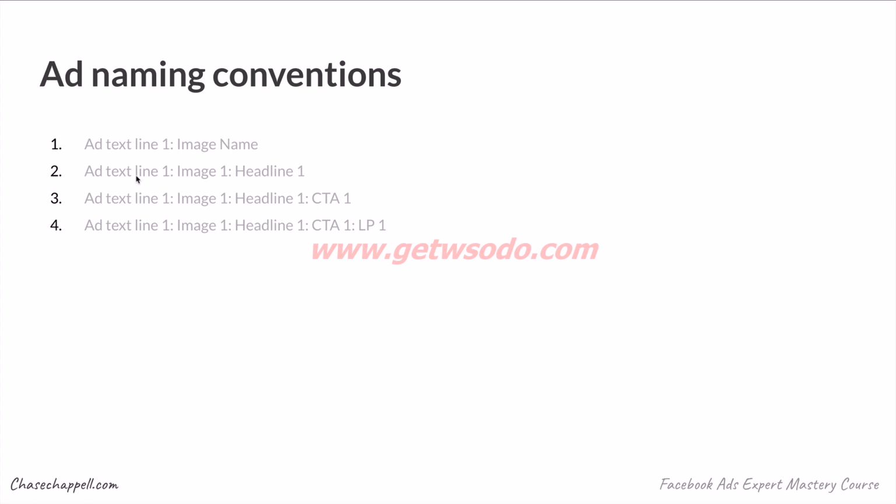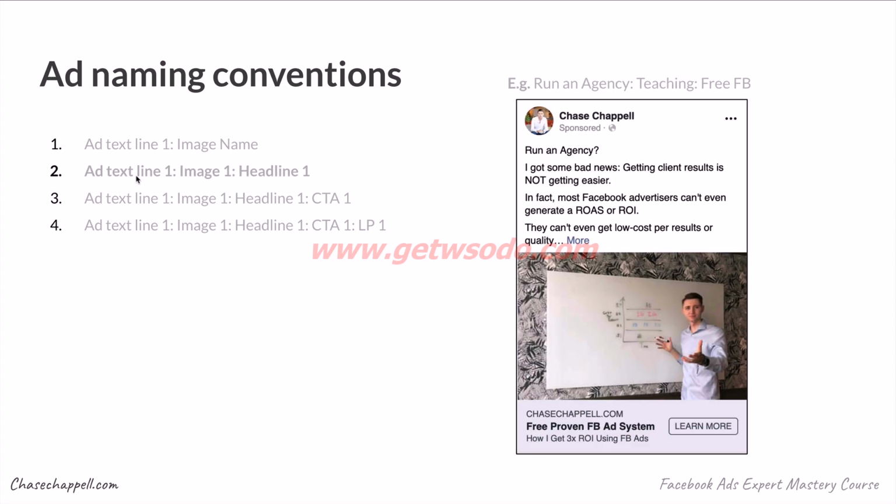So we have ad text line 1, and then the image name. The second one is ad text line 1, image 1, headline 1, and then the next one adds call to action at the end, and then the final one adds your landing page. So here's an example of how to name your ad so you can quickly identify which ad it is without having to open it. So I use the second naming convention, ad text line 1, image 1, headline 1, and you can see the ad to the right.